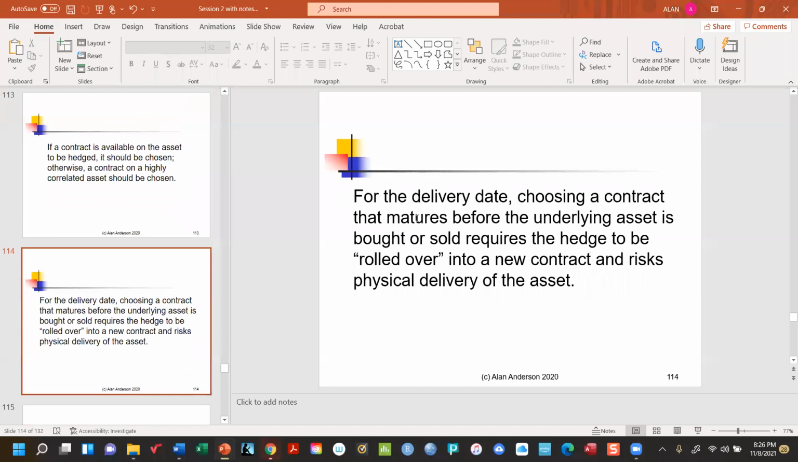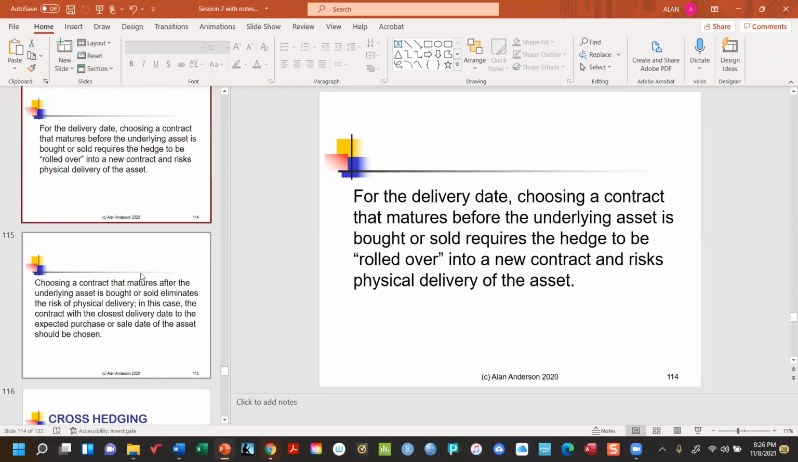What about the delivery date? Now, you know that for any futures contract, there may only be 4 delivery dates a year. And for the currency markets, it tends to be March, June, September, and December. But what happens if the delivery date for whatever it is you're buying or selling is not one of those 4 months?